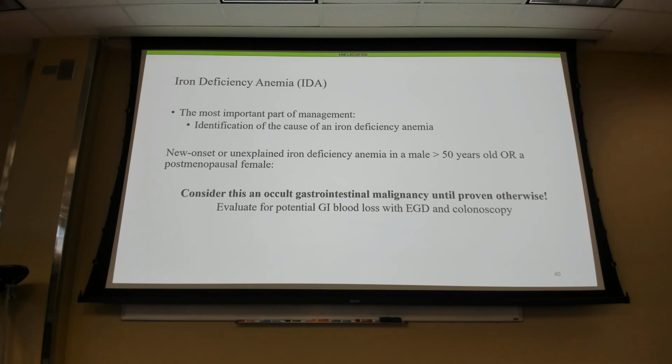All right, IDA, most important management: identify the why. What's going on? You want to know the why. And new onset, unexplained anemia in a 50-year-old patient, we kind of talked about this, that's badness until proven otherwise. You have to be able to sleep at night, and for me, I have to make sure I didn't miss a cancer. So in that patient population, new onset iron deficiency anemia, older male, postmenopausal female, you have to prove to yourself it's not cancer.